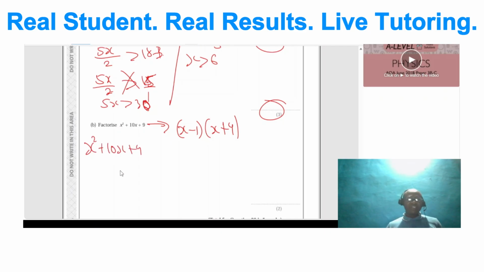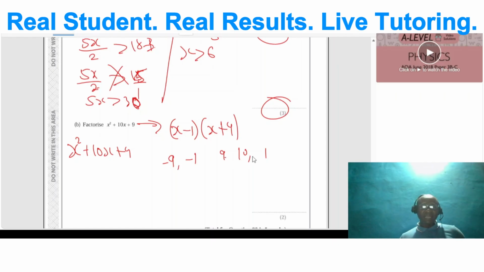So to factorize it, we look for 2 numbers we will multiply and get plus 9. And when we add it, it will give us plus 10. So the 10 is 9 plus 1. So we use 9 and the 1. Both of them will be positive. So that is it. Are you getting me? 9 and 1 will do the work. So what it means is that 9 times 1 is 9, and 9 plus 1 is 10.